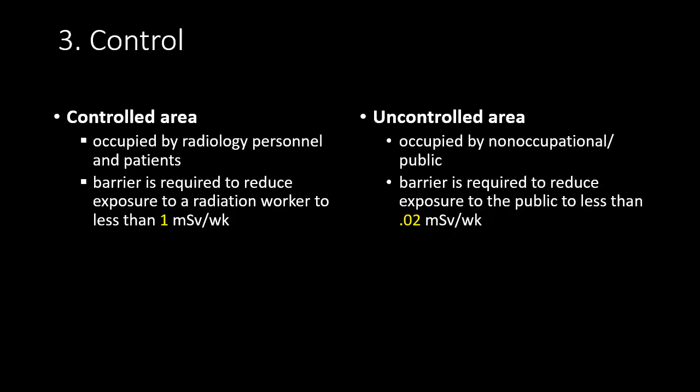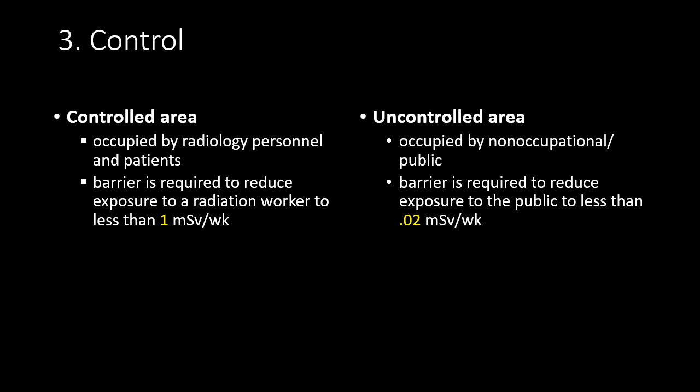The third item is control. We have controlled areas and uncontrolled areas. Controlled areas are occupied by radiology personnel and patients, whereas uncontrolled areas are occupied by non-occupational and public individuals. So the barrier for the controlled area is going to be based upon the annual dose limit for the occupational worker, which is 50 millisievert. And we're going to look at the next slide to see how we calculate it, but it's 50 millisievert divided by 50 weeks, which gives us a figure of 1 millisievert per week.